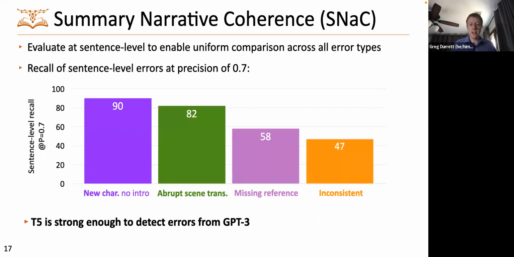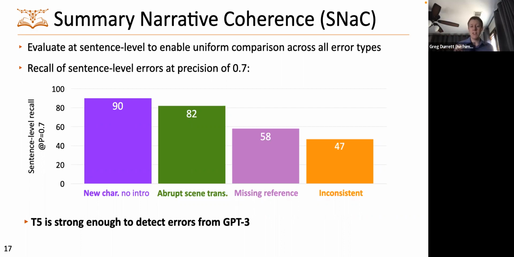And this error detector does pretty well, which is encouraging to us. So we fix the precision to be 0.7. We set our thresholds for detection such that the model is predicting right errors around 70% of the time. And we look at recall across these different categories.